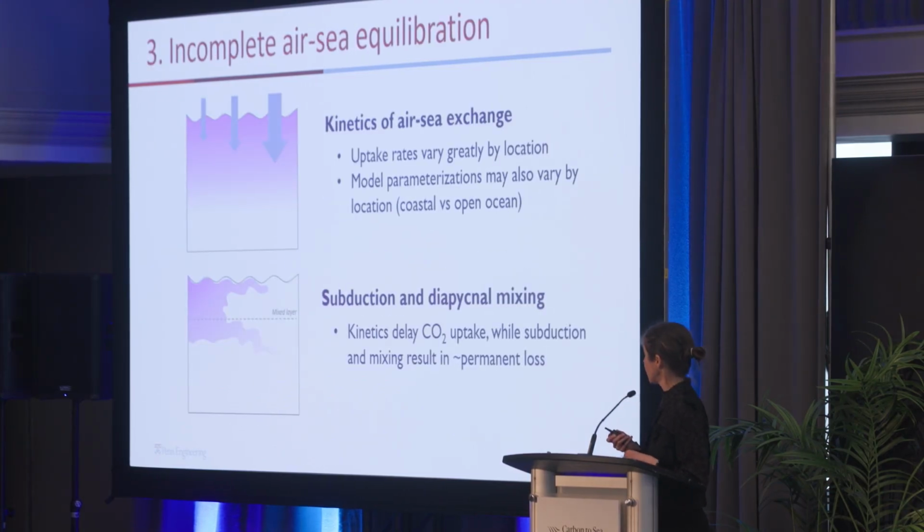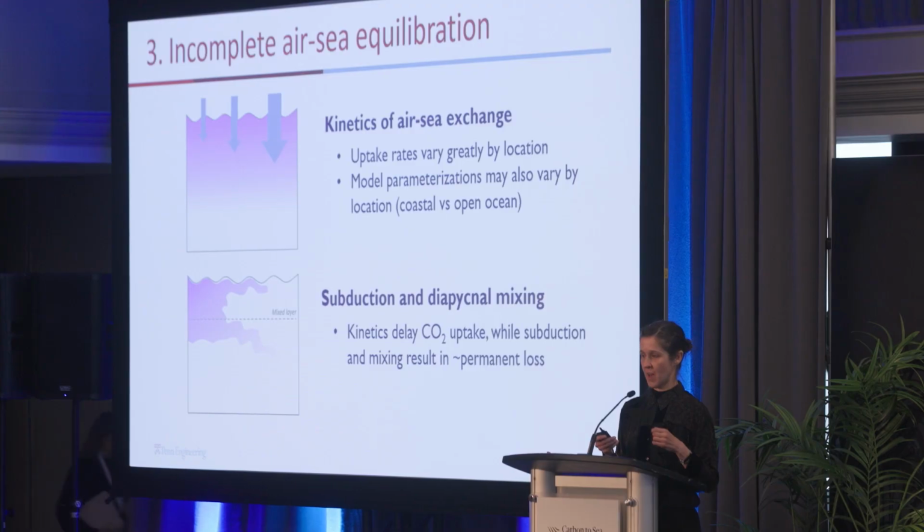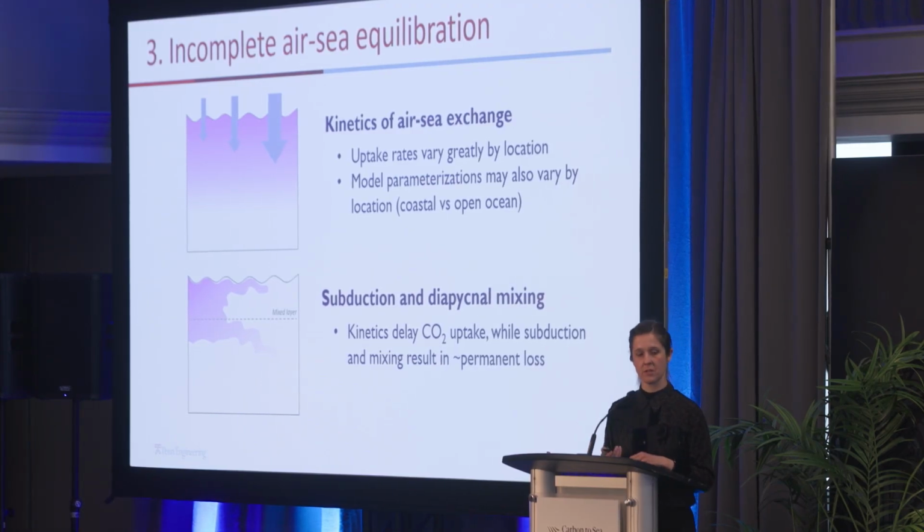And then the third category is incomplete air-sea equilibration, or considering this air-sea flux processes. This can also be broken into two different considerations. So the first is the kinetics of air-sea exchange. So how fast does air-sea equilibration happen? We saw from that Seaworthy and Carbon Plan plot that at some sites, the equilibration happens very quickly, and at some sites, it happens quite slowly. So we're starting to understand that location matters, and that model parameterizations also matter depending on the site. So you can have different parameterizations for a coastal site versus open ocean sites.